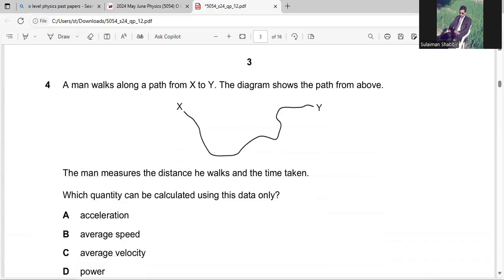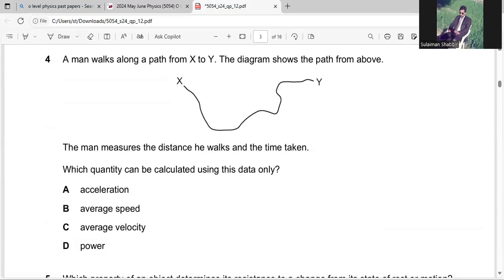For question number 4, he is explaining that a man walks along a path from X to Y. The diagram shows the path from above. This is just like a distance. The man measures the distance and the time taken. Which quantity is calculated using this data only? I will take the total time taken and total distance travelled, so I will say average speed is the right option.